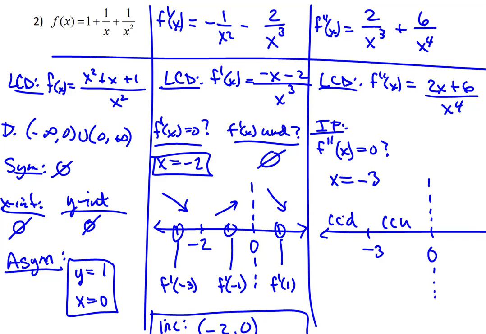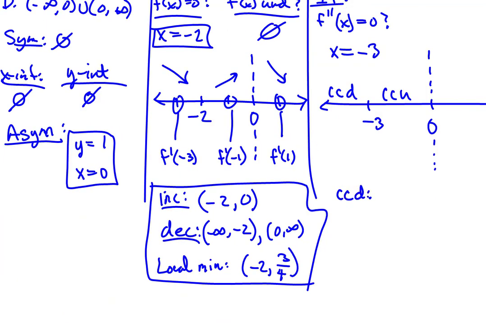So the second derivative is negative to the left of negative 3, positive to the right of negative 3 before 0 here, which means we have concave down and then concave up. Let's summarize this with some intervals. So we can say concave down occurs from negative infinity to negative 3, and then concave up occurs from negative 3 to 0. Of course, we have a vertical asymptote at 0.